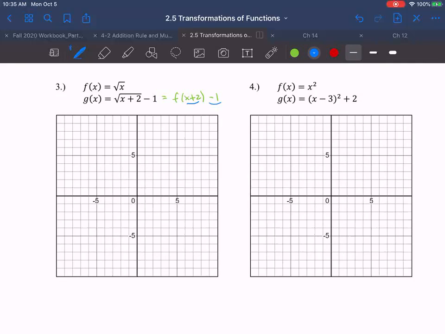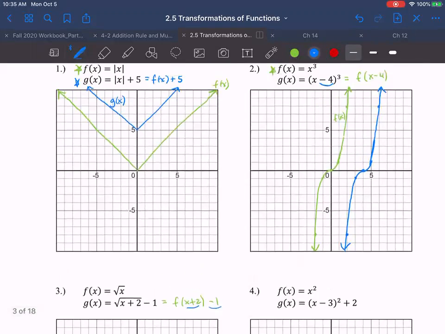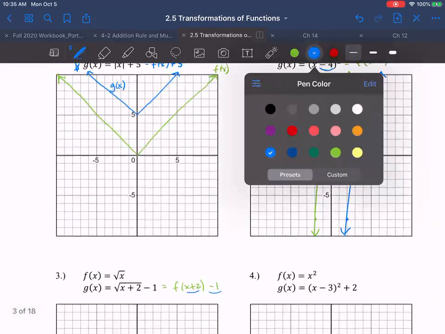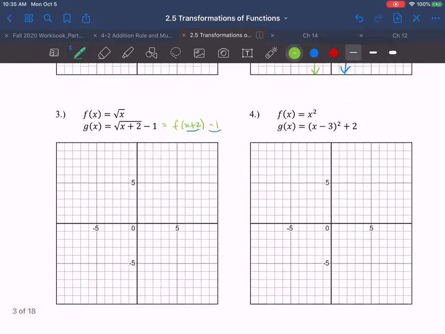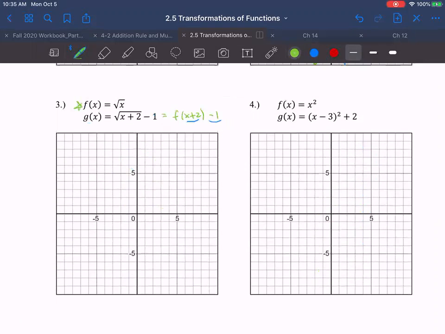So the first thing I want to do is, what did I do the colors up here? I did green for the first one. Oops. And then I did blue for the second one. So let's do green for this one. This will be our original function, square root of x. Our key points there, 0, 0, 1, 1, and then 4, 2 are some key ones there. And then of course, 9, 3 is a point as well. But there you go, that's our original function.